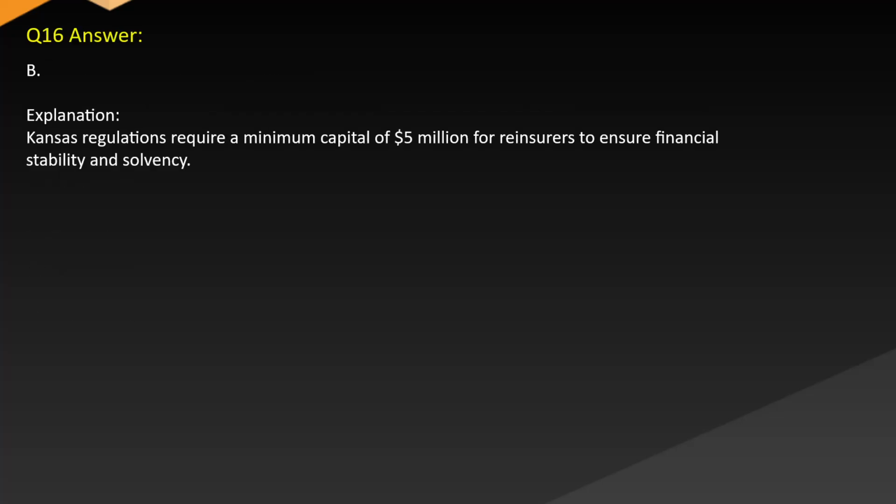Answer B. Explanation. Kansas regulations require a minimum capital of $5 million for reinsurers to ensure financial stability and solvency.